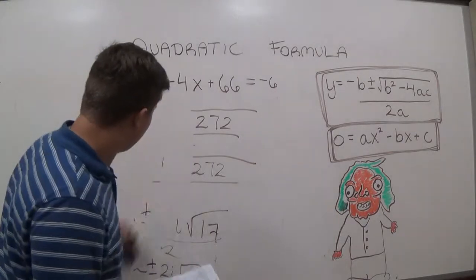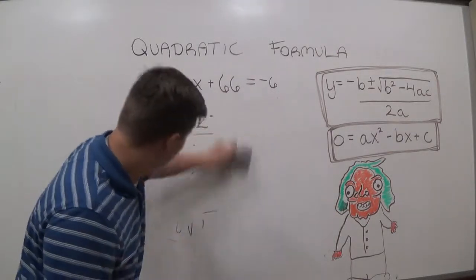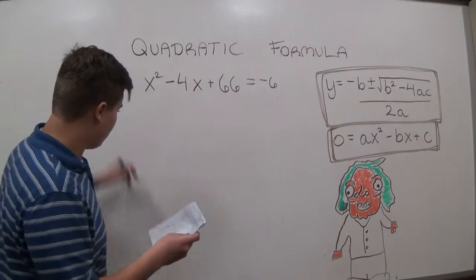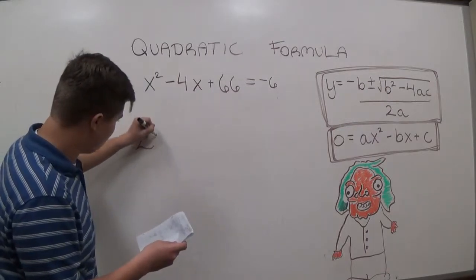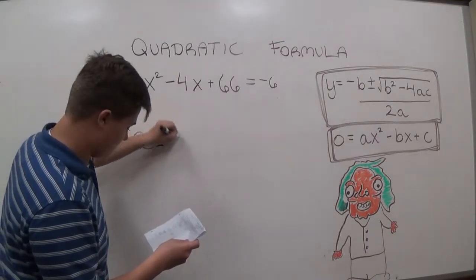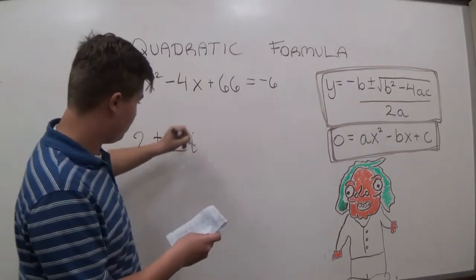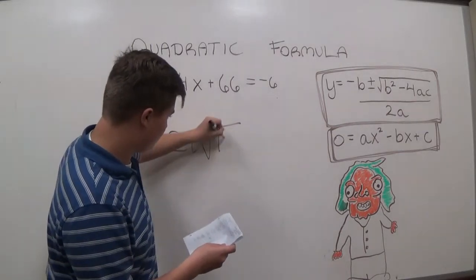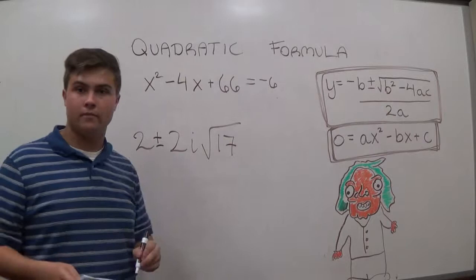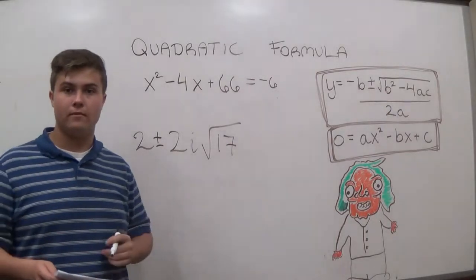So I'll rewrite it nice and big for you kids. 2 plus or minus 2i square root 17. Now isn't that a beauty? That's just lovely.